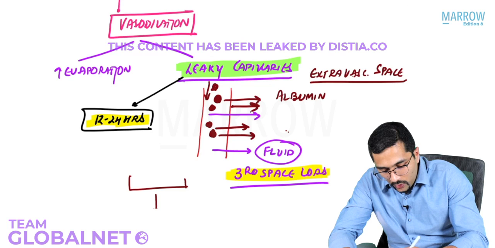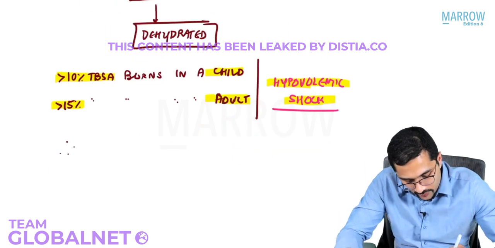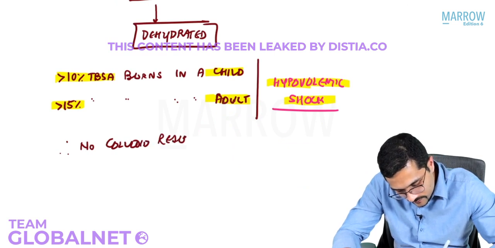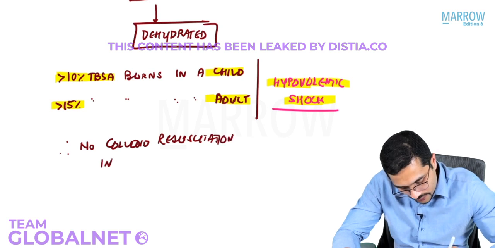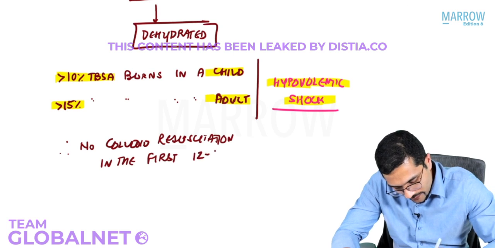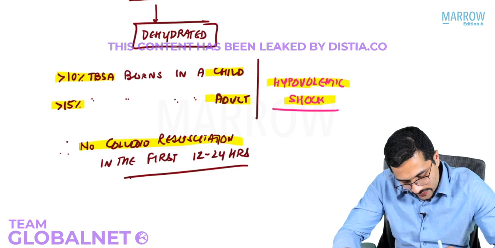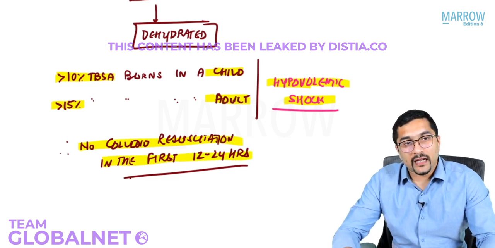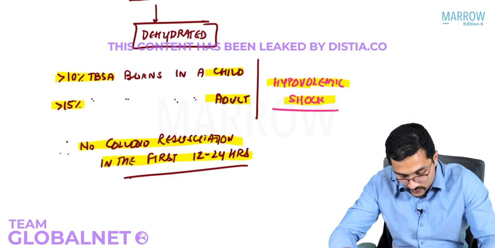So therefore, the thing which I want you to remember: no colloid resuscitation. There should be no colloid resuscitation in the first 12 to 24 hours after burns. Otherwise, it can be counterproductive like I've just explained to you.